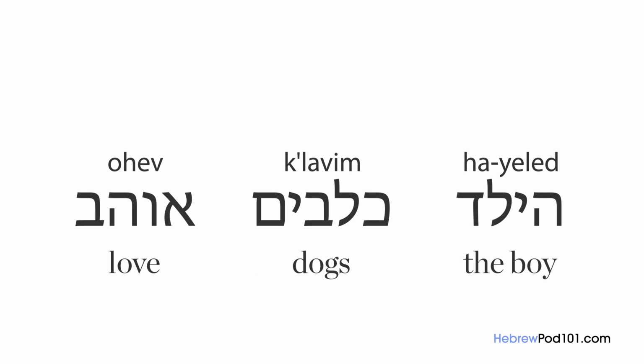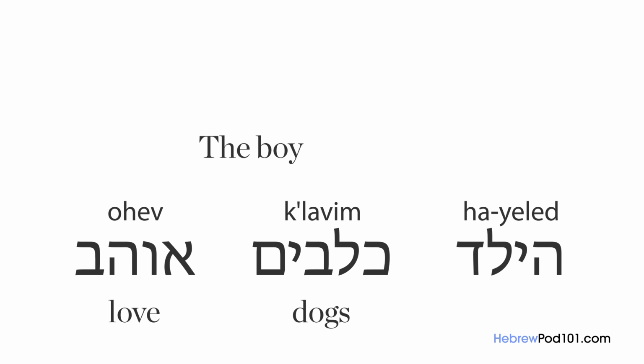Now it's your turn. See if you can use these words to make the sentence, the boy loves dogs. אוהב, כלבים, הילד. Did you succeed? First, you need the subject, the boy. In the present tense in Hebrew, the verb is determined by the number and gender of the subject. Here, we have one boy.